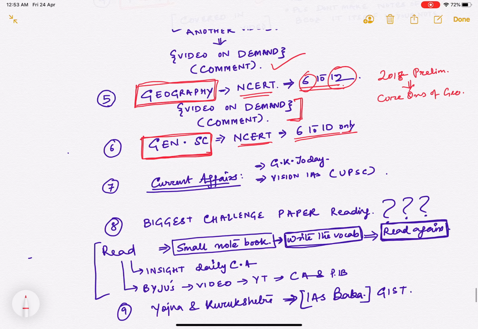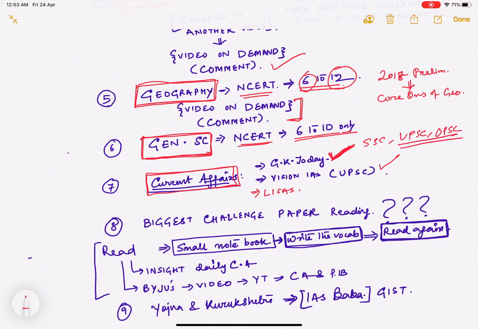Now, let's come to the biggest thing, current affairs. Two things that you can follow. One is your GK Today material, or you can go for Vision IAS. Also, Lisa's material is there. Now, I would say go for GK Today material. They would help you for the SSC, for the UPSC, for the OPSC, for everything. Vision would help you for the UPSC, because it's again based on conceptual clarity. GK Today will give you both conceptual and factual.